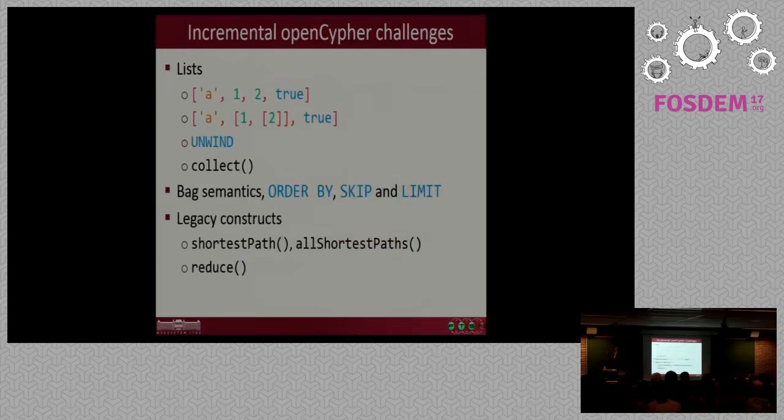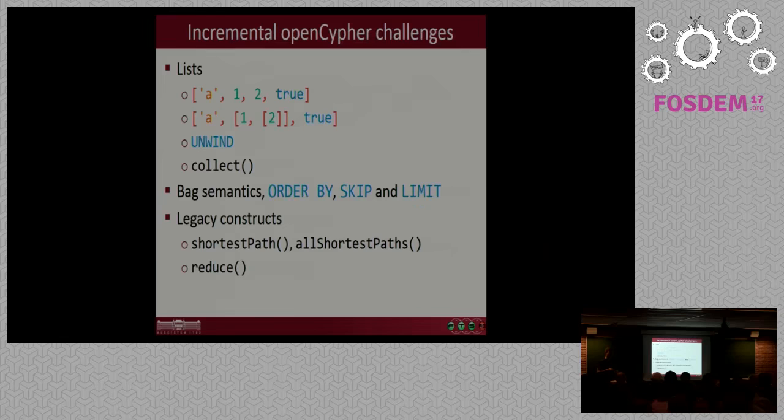Some of the findings that we have is that some constructs, even in standard openCypher, are very difficult to get right incrementally, especially lists, because you have to treat the lists with the appropriate granularity, and that's not easy if you have lists that are nested into each other, and then you can unwind these lists, and then you can collect these lists back together. This is something that's not easy to get right. Also, standard Rete implementations use set semantics. In contrast, openCypher uses bag semantics, and you can also order your results and select the top n or skip some results in the result set.